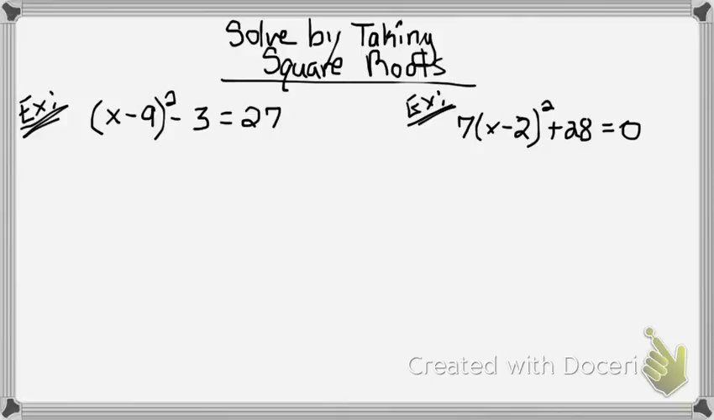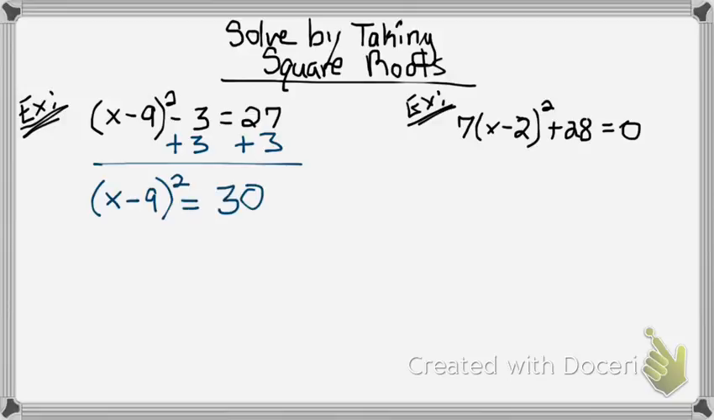Alright, looking at the first example, I'm going to ask myself, can I add or subtract a number on both sides? Yes, I can. I can add 3 on both sides of the equation. And then I'll have (x minus 9) squared equals 30. The next question I'm going to ask myself is, can I divide something out on both sides? Nope, I can't. And usually you can tell when you have a number in front of that parentheses. So then I'll move on to step 3.